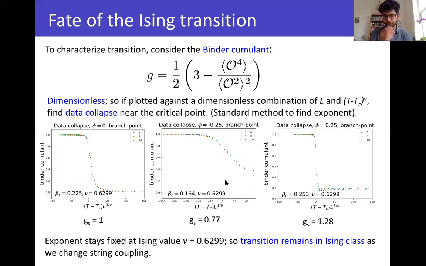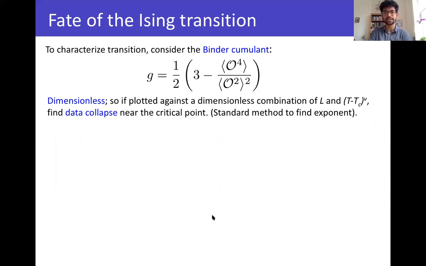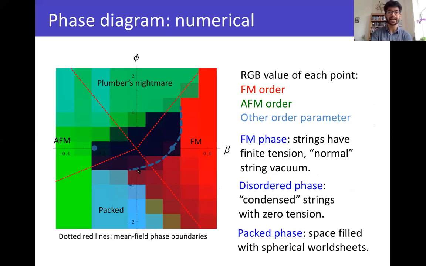So in practice, what you often do, if you don't know what the exponent is, is tune the parameter appearing in these plots until all of these curves line up. Then you have found the exponent correctly. So since this plot here is the normal 3D Ising model, we know the exponent there. What we did was vary the string coupling for a couple of different sizes and check that the data collapse still works for the same value of the exponent. And it does. What that means is that this line over here remains in the usual 3D Ising class. As we vary the string coupling, we stay in the 3D Ising universality class, okay? At least over here, everywhere along this dotted line.